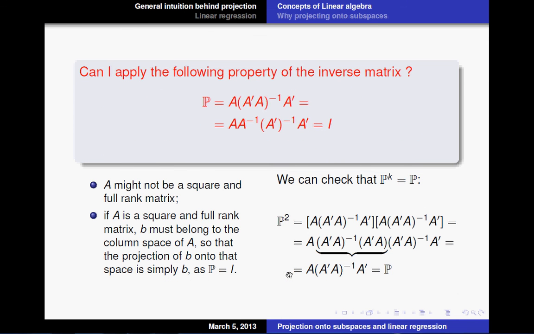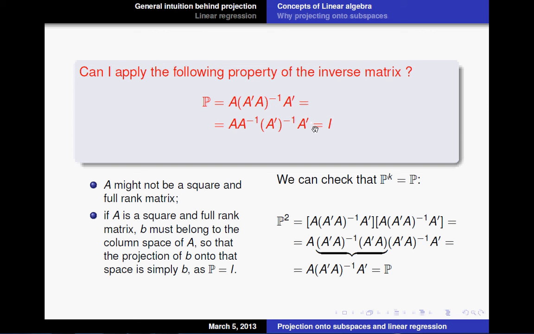Okay, let's stop a second to show some properties of this projection matrix. First of all, we might wonder whether we can apply to this inverse the property which says that we can invert inside the parentheses this way. Why don't we replace (A transpose A) inverse with A inverse (A transpose) inverse A transpose?